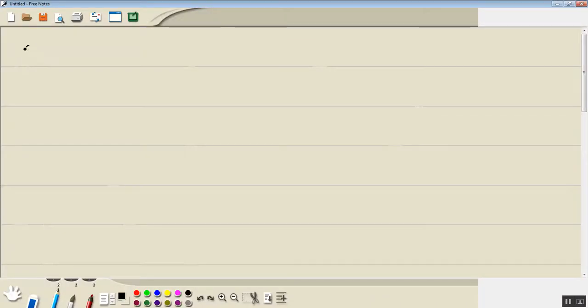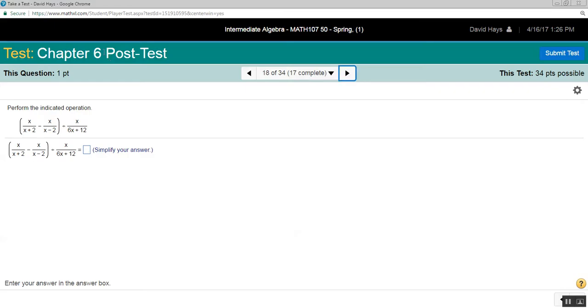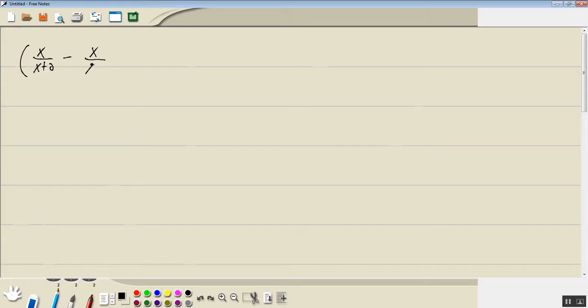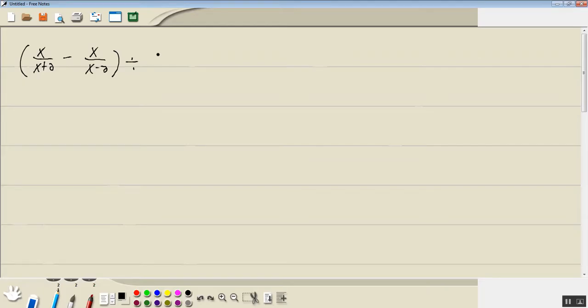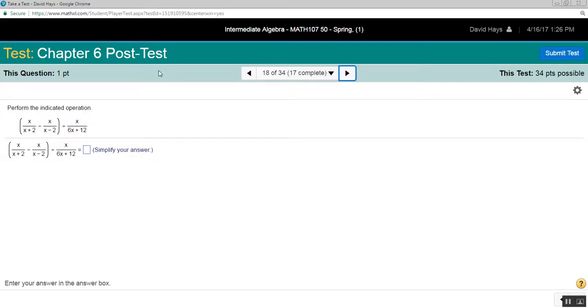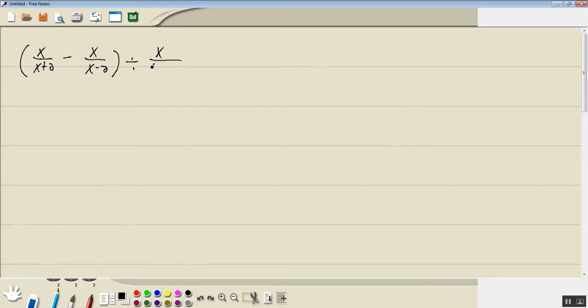And we got x over x plus 2 minus x over x minus 2, divided by x over 6x plus 12. First off, order of operations says do what's inside the parentheses. And I notice I got subtraction in here, so we have to get a common denominator. Now, these denominators we can't factor, so our common denominator is just going to be the two multiplied together.